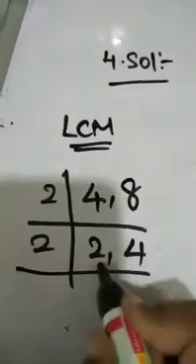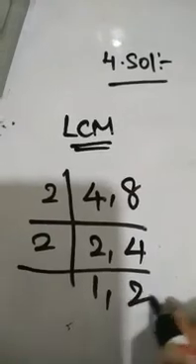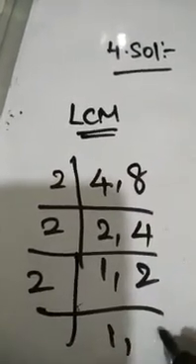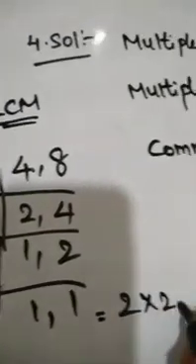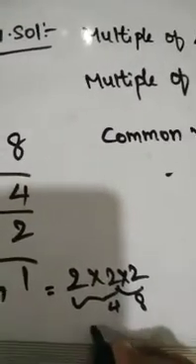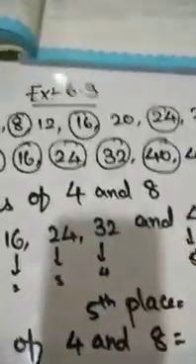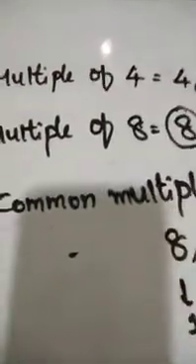Next, 2, 4 is also divisible by 2. So 2 ones are 2, 2 twos are 4. Next, the last 1 will be as it is, 2 ones are 2. So here 2 into 2 into 2: 2 twos are 4, 4 twos are 8, equals 8. So the LCM of 4 and 8 is 8. We have completed our fourth problem.